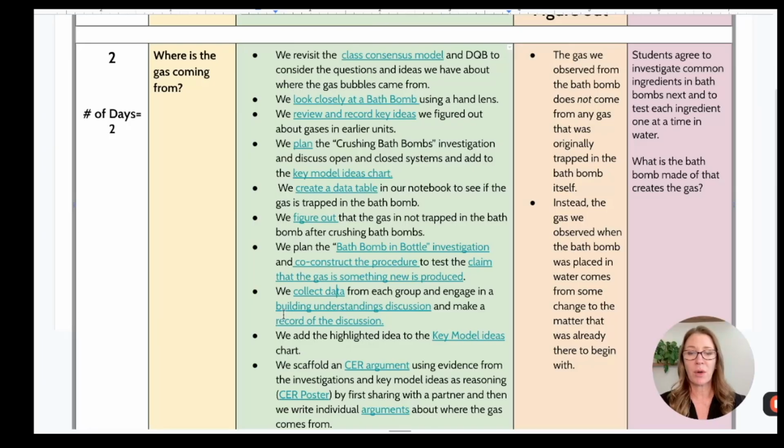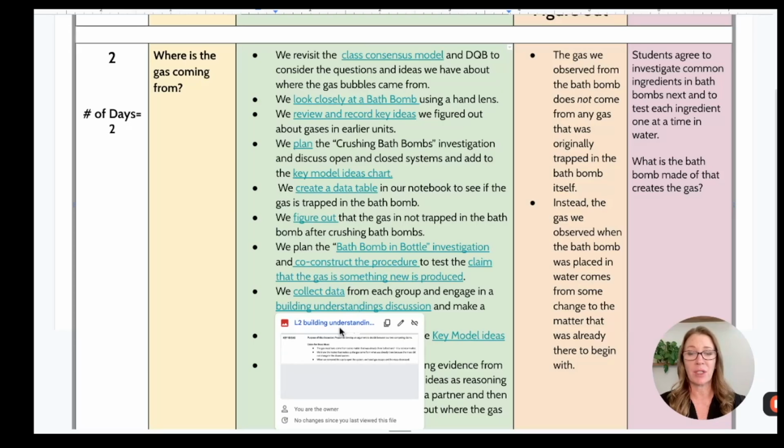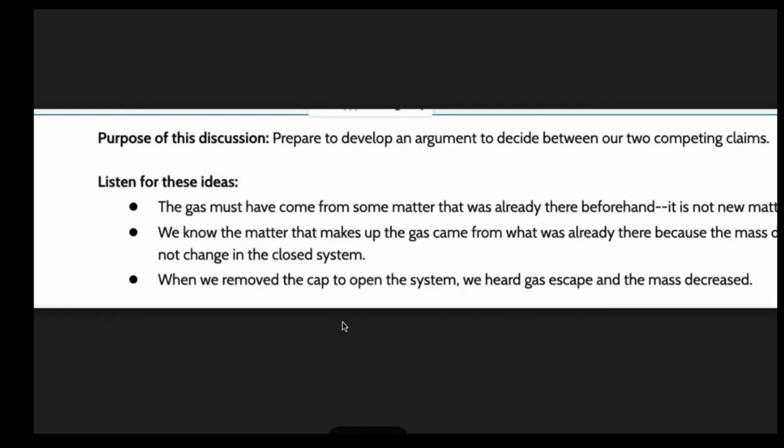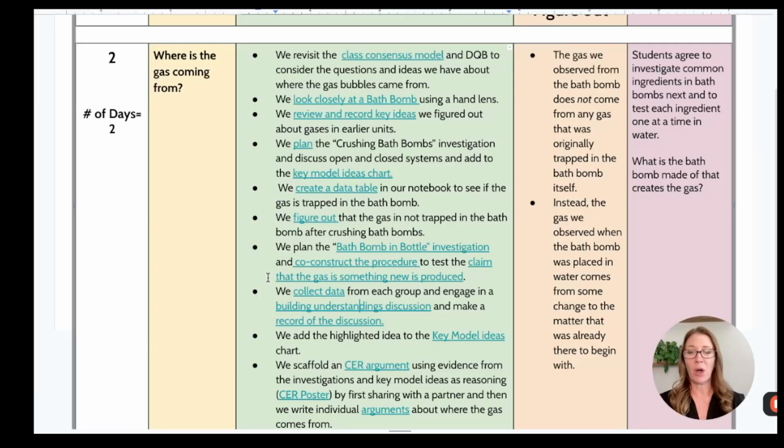Okay, so we're then going to engage in a building understandings discussion. In the teacher editions, look for these call outs, which are key ideas. The purpose of this discussion is to develop an argument to decide between our two competing claims. So look for these ideas as you're facilitating the discussion. They're going to share some of their evidence that I just went over, and you're going to record some ideas on a chart.